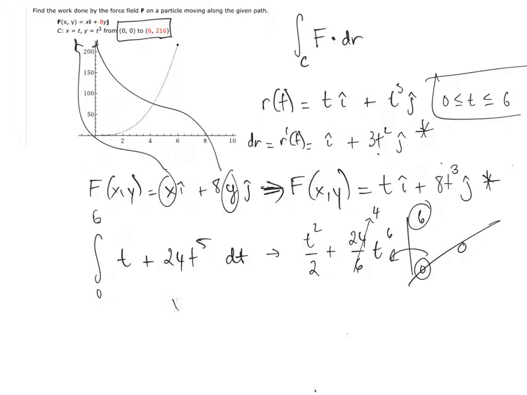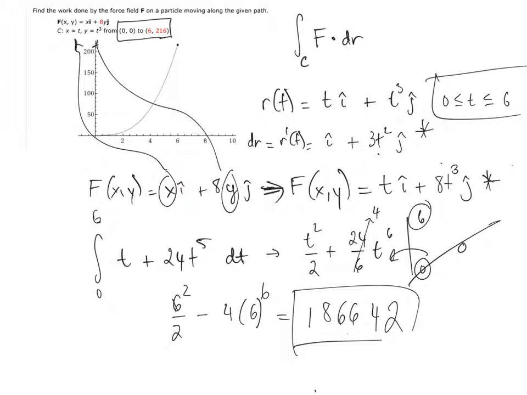6 squared over 2 plus 4 times 6 to the 6. So now the answer will be 186642. This is your work.